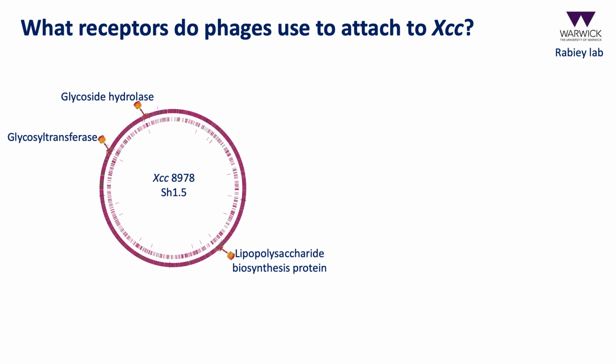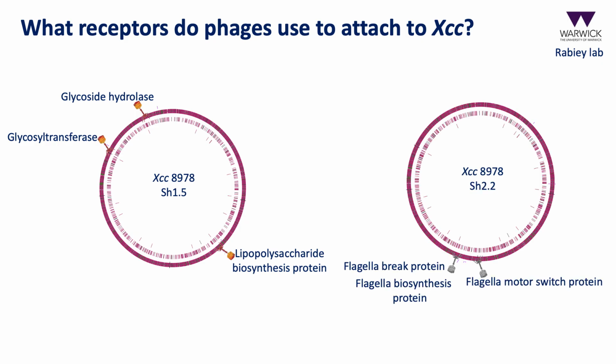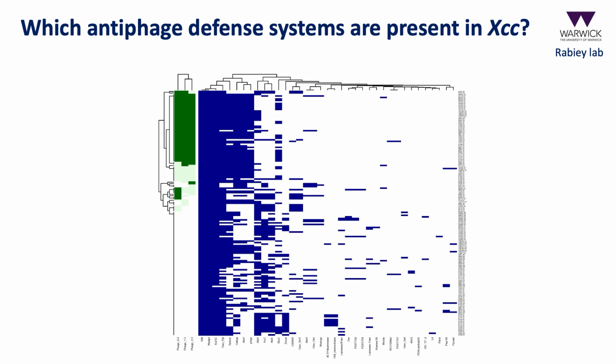For example, this phage 1.5 uses lipopolysaccharide to bind to the bacterial cell surface, but this other phage uses flagellum. So we were quite lucky to find phages that target different receptors, which is very important for making a phage cocktail.